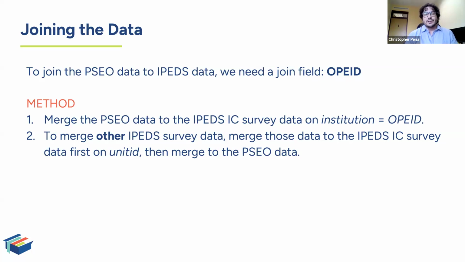Now, if you want to join additional data, maybe retention rates from the fall enrollment survey in IPEDS, it gets a little bit trickier. Because we don't have the OPEID in those other data files, you have to use the IPEDS unit ID to crosswalk back to the Institutional Characteristics Survey, which does have the OPEID, and then join that back to the PSEO dataset. So it's not terribly complicated, but you do have to think through those steps, which is why I think breaking everything down is a really good approach to building your code.